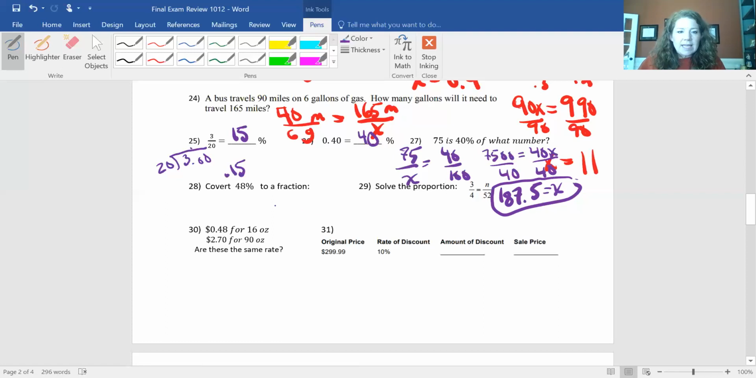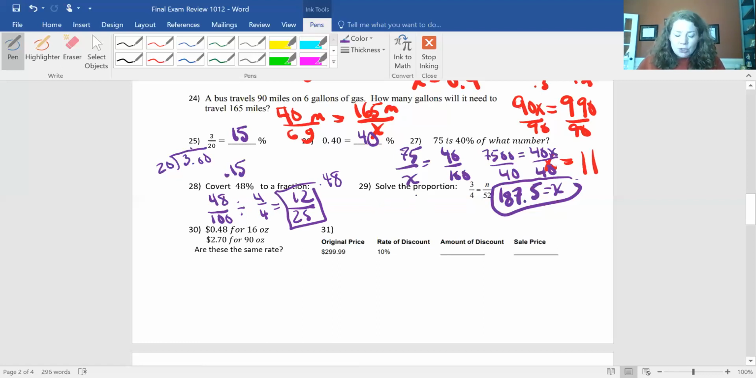All right, so number 28, convert 48% to a fraction. Well, 48% as a decimal is equal to 0.48, right? If you move your decimal up 2 places. And this number, 48 hundredths, would be my fraction, but then I have to simplify it. So I can divide 48 and 100 both by 4. So if I divide them both by 4, I know 100 divided by 4 is 25, and 48 divided by 4 is 12. And so that's the final answer, 12/25.